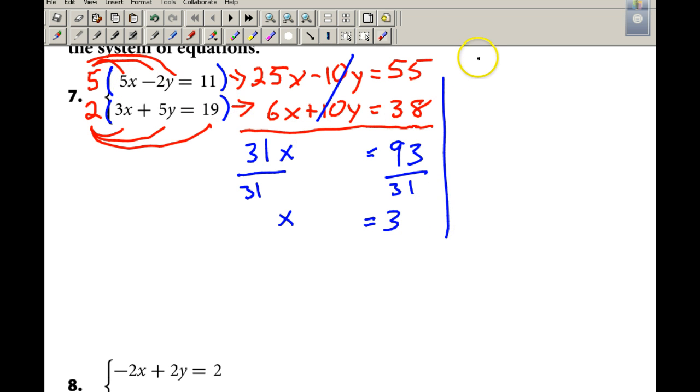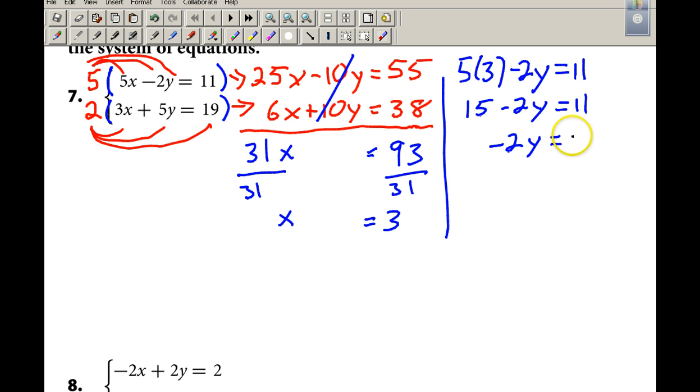Plug them back into either one. Let's do the top. Lots of practice just plugging and solving. So we get our final answer, 3 and 2. Make sure you write it as a coordinate though.